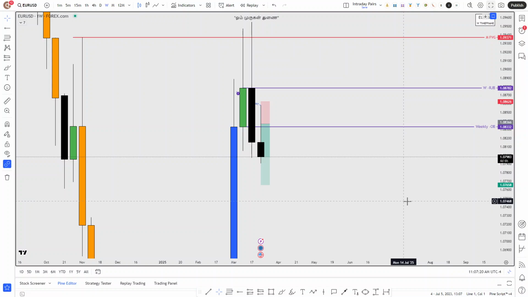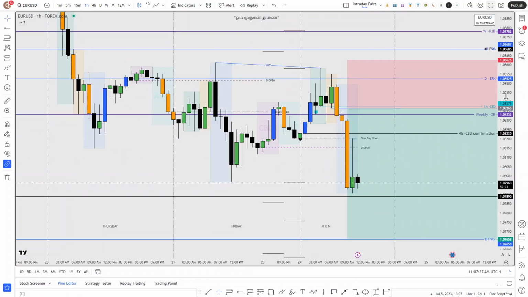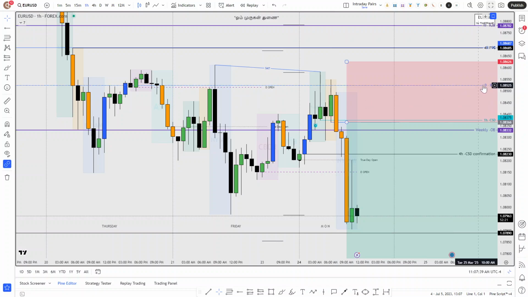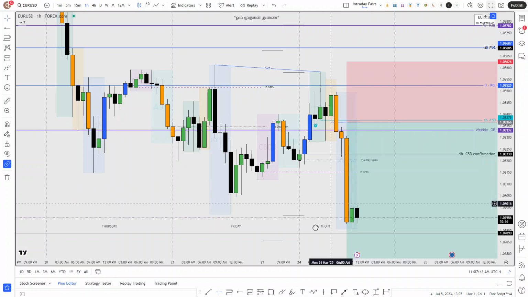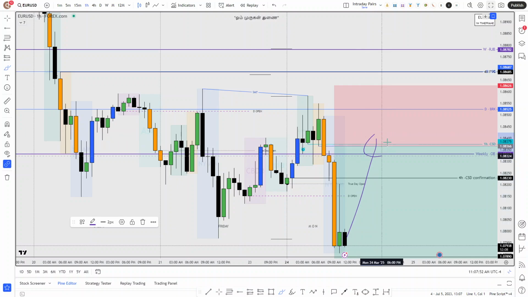So we have two separate entries within this price range: a weekly 4 hour CSD entry and a daily 1 hour CSD entry. The daily 1 hour CSD confirmation has already been given, and we have placed the limit order here. You can see this candle. This is the candle which spoke for this daily bearish breaker, and this is the confirmation candle which has closed below this. So this is a solid 1 hour CSD confirmation candle. If price comes to this level, then we can short from here and aim for lower targets.